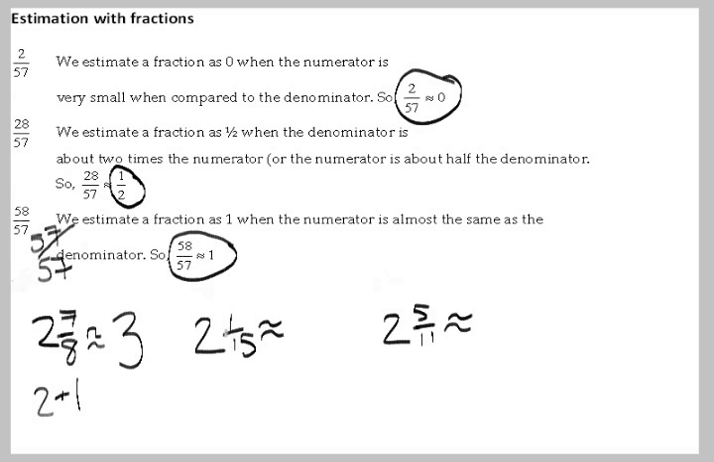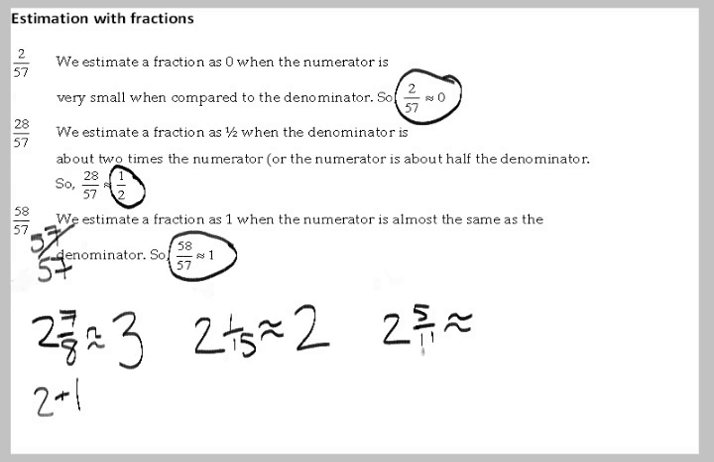Here's another example, 2 and 1/15. 1 over 15. If we take a look at that fraction, we have just one piece of something that was originally divided into 15. So we have a very small amount, almost nothing. So we are closest to the whole number 2. 2 and 1/15 is closer to 2 than it is to 2.5 or 3.